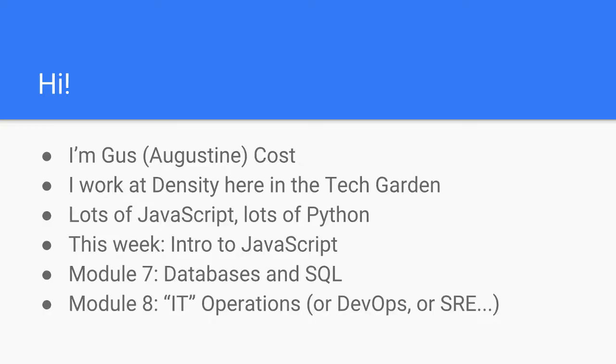And first, introduction. Hi, I'm Gus. Full name is Augustin. Cost is my last name. I work at Density. I work in that corner of the building. You might be able to see in if you walk across the plaza. There's a couple of desks. They've also just started a new factory in the back, so sometimes people are down there. I do a lot of JavaScript, less than I'd like, and probably more Python than I'd like, but I do both of those a lot.